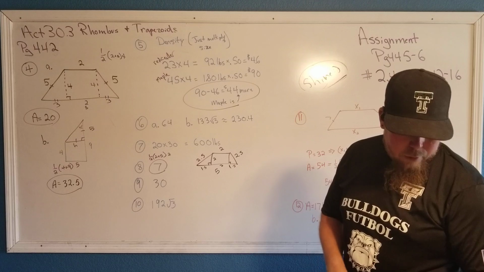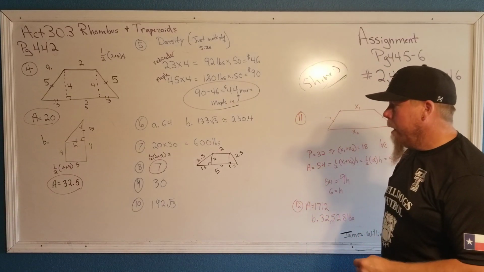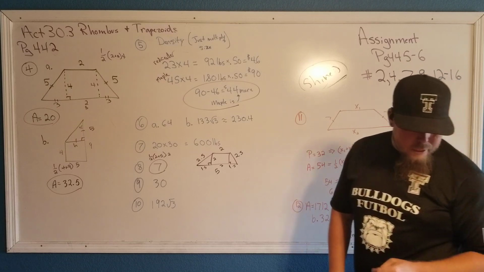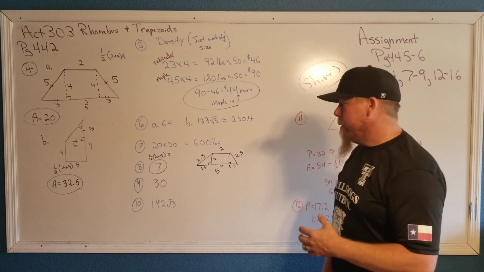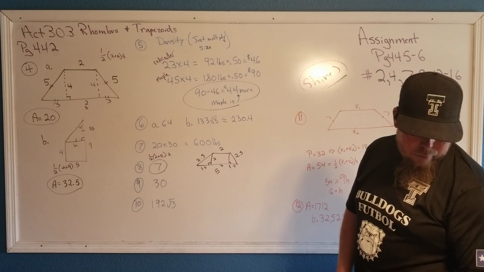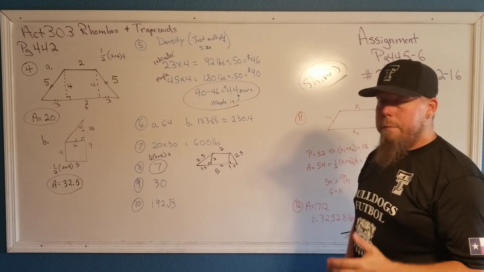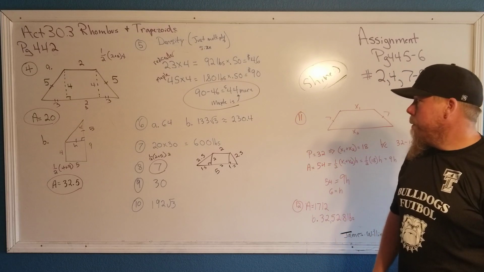Number 9, rhombus with diagonals of 6 and 10. 1/2 times 6 times 10, you get 30. Number 10 is 192 square root of 3. That's the 30, 60, 90 triangles in those corners. So half of the isosceles length, so half of the 16 is 8. So the height there is going to be 8 root 3. When you plug in the 8 root 3 for the height, you're going to get 192 root 3 for your answer for number 10.